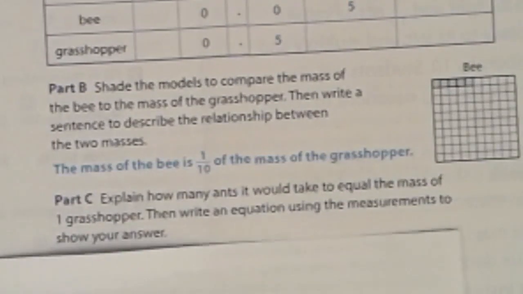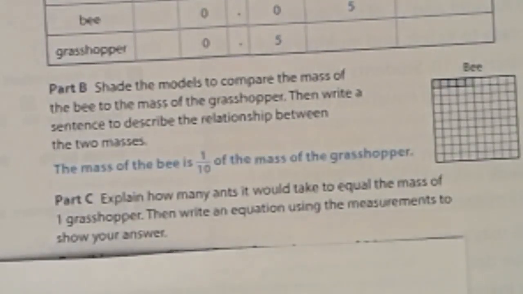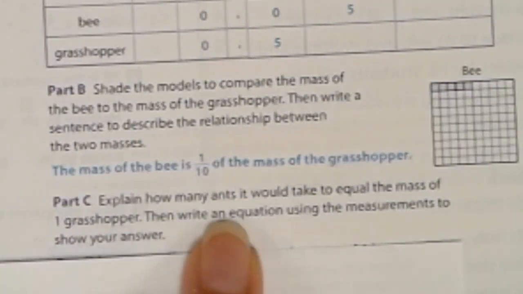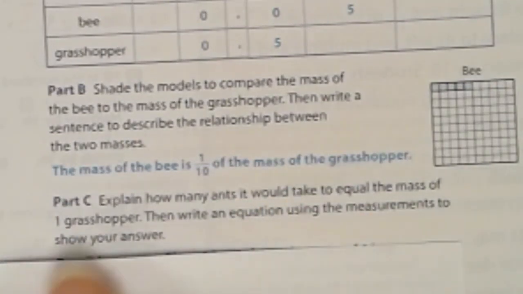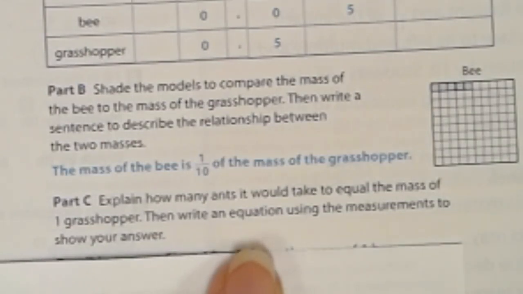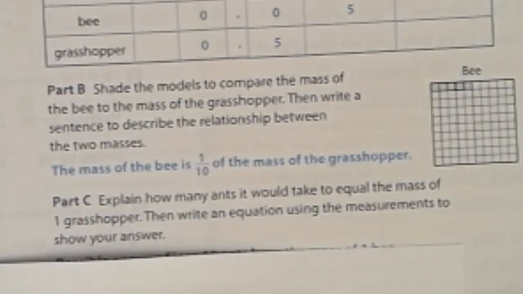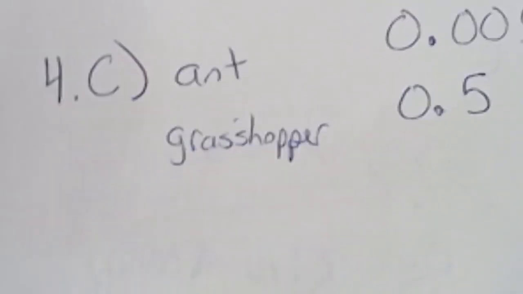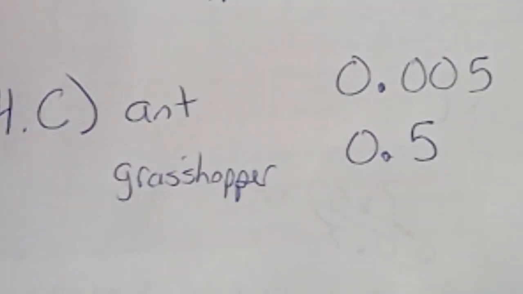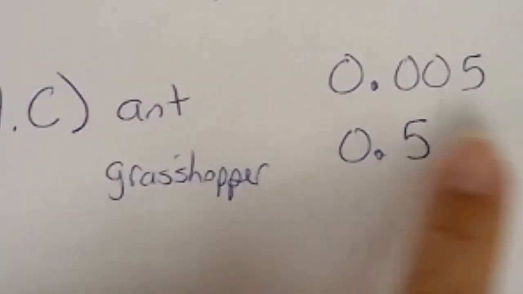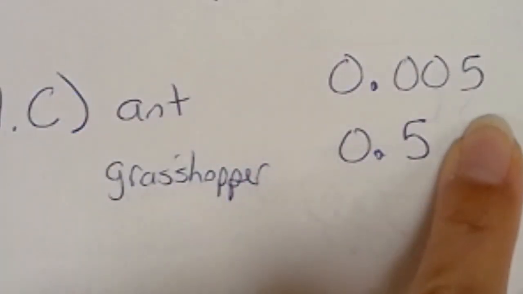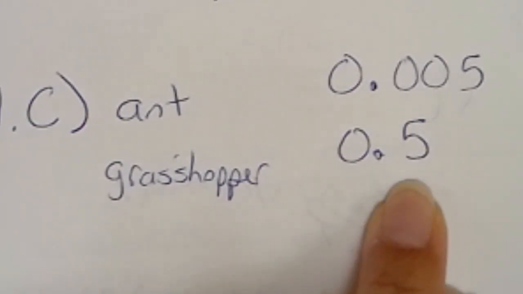We're going to look at part C, which asks you to explain how many ants it would take to equal the mass of one grasshopper. It also wanted you to write an equation using the measurements to show your answer. So we're comparing the ant to the grasshopper. So again, you should have shown work in your workbook. You have the ant's mass as 5 thousandths and the grasshopper's mass as 5 tenths. Since we're comparing the ant to the grasshopper, we highlight the ant.